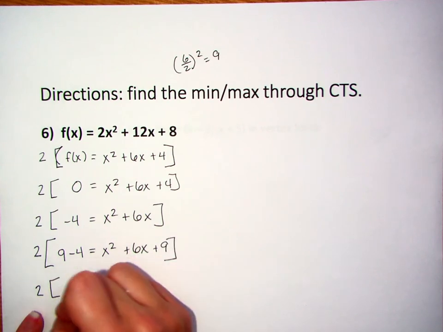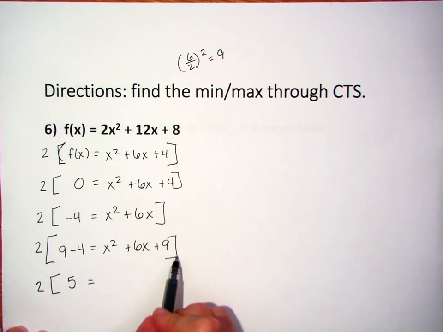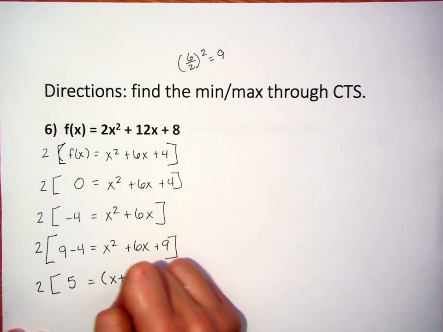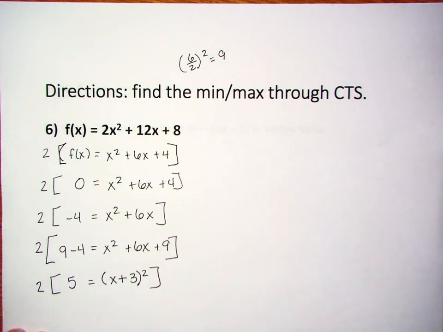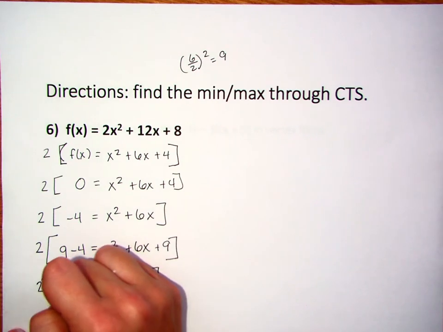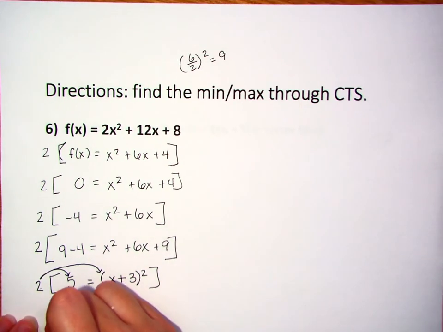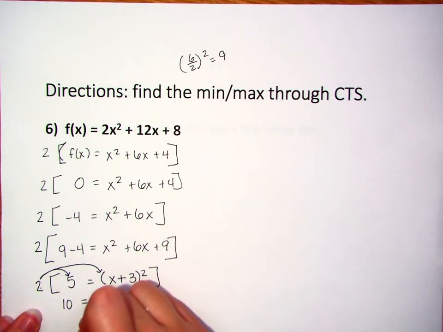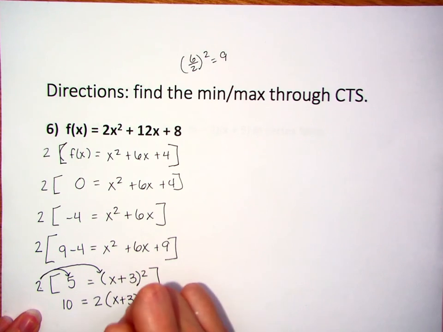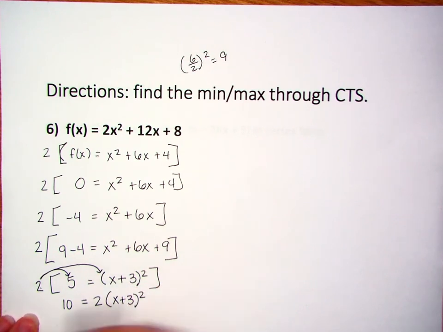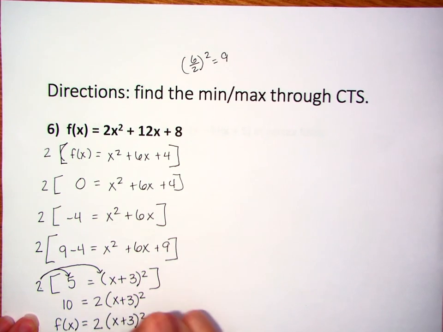So we've got 2 times 9 minus 4 is 5 equals, on this side, remember we would factor, so that would be x plus 3 squared because we made it a perfect trinomial square. Now we're ready to put that 2 back. And that 2 is going to get distributed to everything. So it would get distributed to this 5 here and to this parenthesis here. So 2 times 5 would be 10 equals, then we would have 2 times this x plus 3 squared. Then we would subtract 10 from both sides, so f of x equals 2 times x plus 3 squared, and then when we subtract 10 from both sides, minus 10.